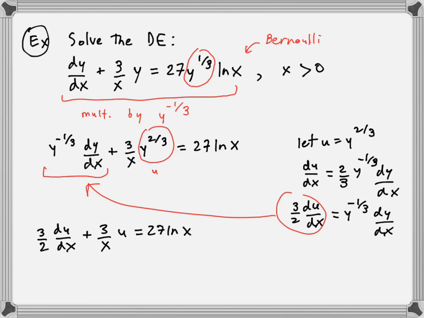It's not in standard form though, so I am going to multiply everything by 2/3. Let me write down what I'm doing here. I'm going to multiply this whole thing by 2/3. So we end up with du/dx plus 2 over x times u is equal to 18 natural log of x. Cool. So there you go. We are now at first order linear.